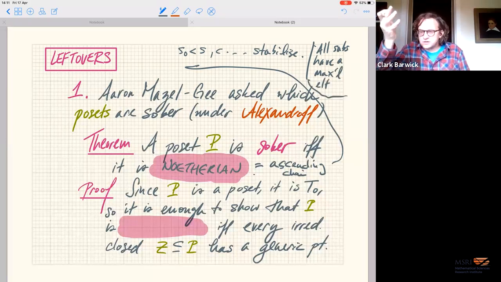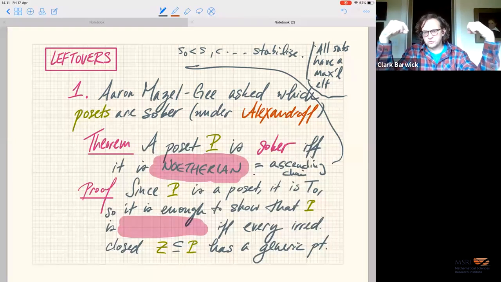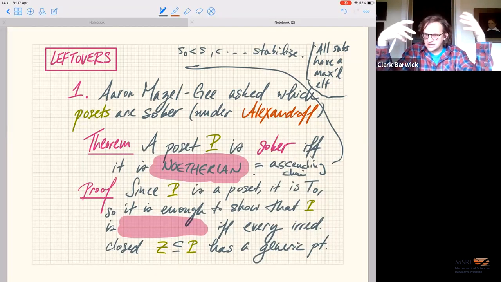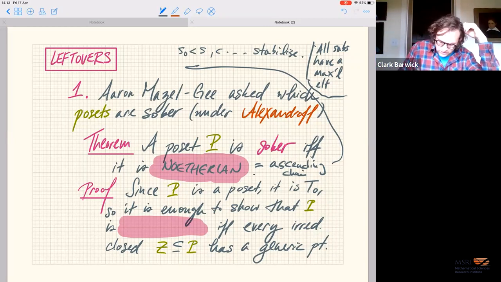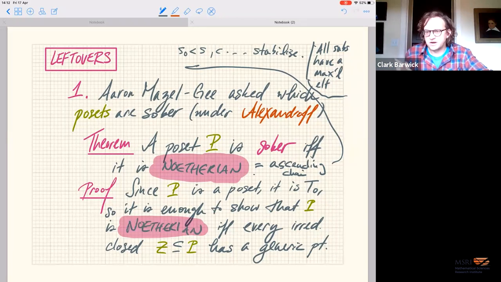So my claim is that Noetherianness is the same thing as sobriety. So I'm going to try and prove that. If you've got a poset, first of all, just by having a poset, you're automatically a Kolmogorov topological space, so you don't have to worry about the uniqueness of the generic points. It's just enough to locate a generic point. So the goal is to show that if you have a Noetherian poset, then for every irreducible closed, you can locate a generic point. And you don't even have to worry right now about whether or not it's unique. That'll be automatic.